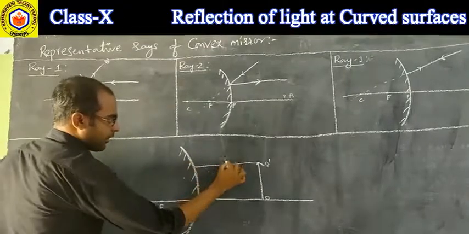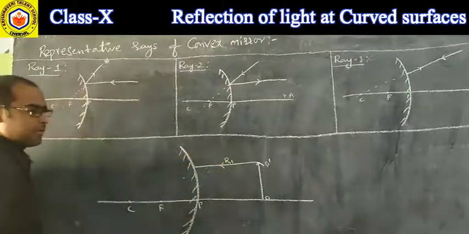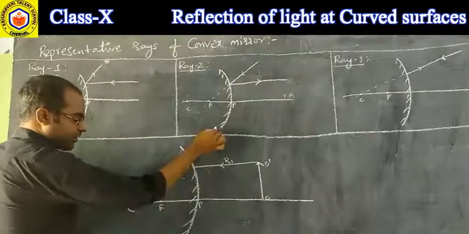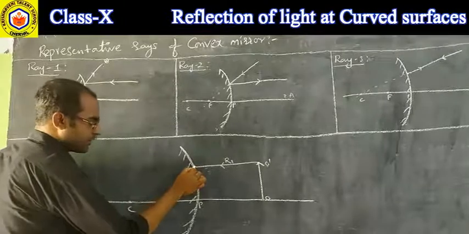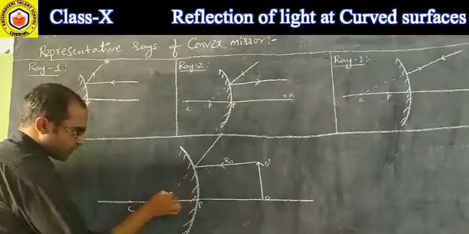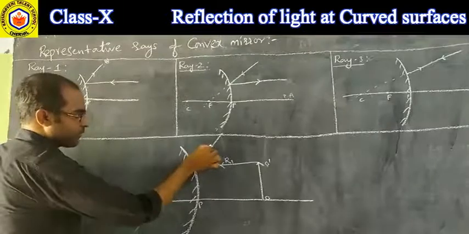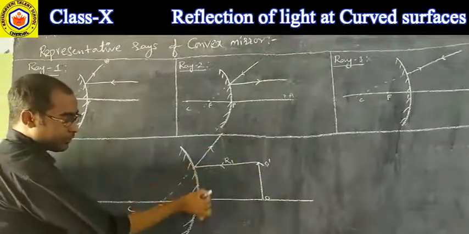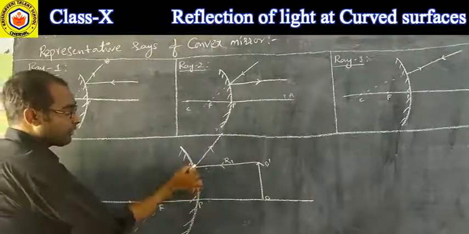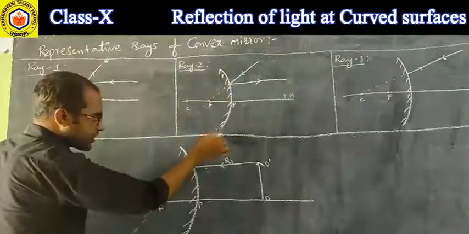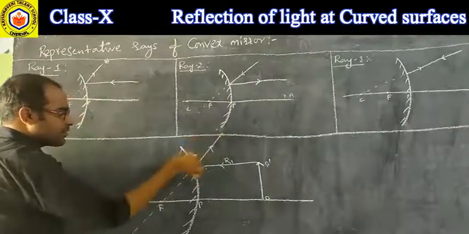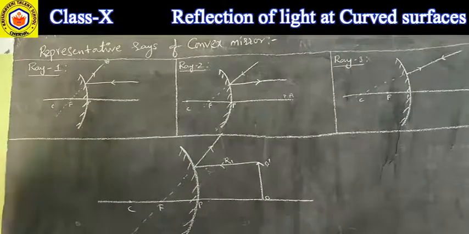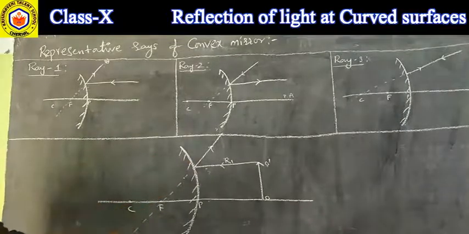This is ray 1. After reflection, it will be diverged, and when you extrapolate this ray, it appears to pass through the focus. We have taken the parallel ray, which is a ray which is parallel to the principal axis. Then after reflection, the ray is diverged. When you extrapolate or extend this reflected ray, it is appearing to pass through the focus. Yes, so it is the virtual ray we have taken.